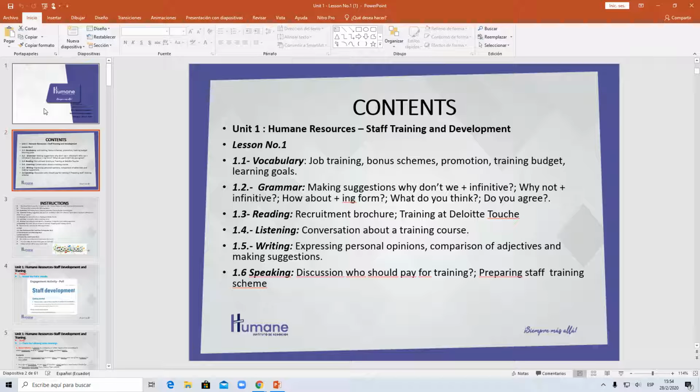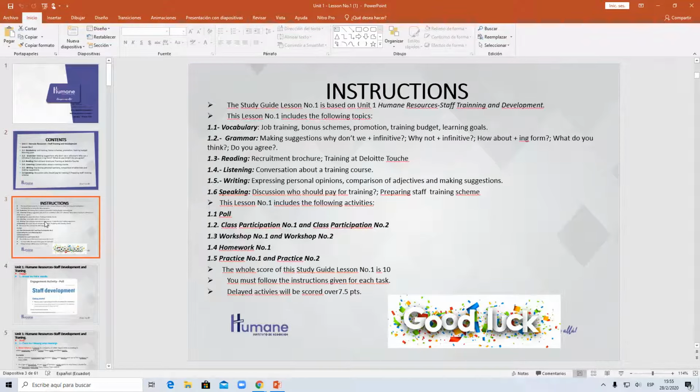For reading, we're going to read about a recruitment brochure and training at Deloitte Touche; for listening, a conversation about a training course; for writing, expressing personal opinions, comparison of adjectives, and making suggestions; and for speaking, a discussion on who should pay for training, and preparing a staff training scheme. The instructions are very easy to follow.